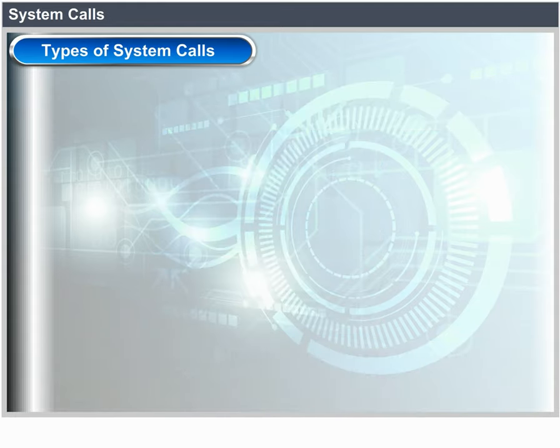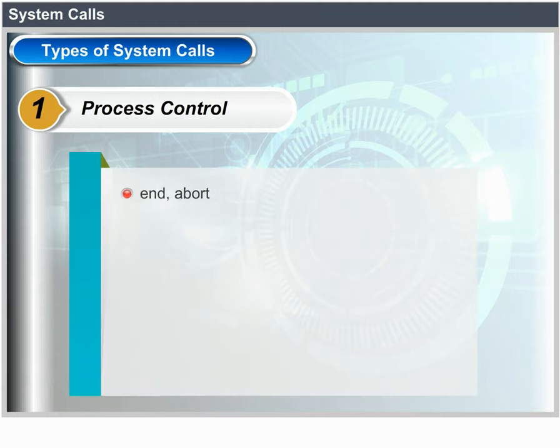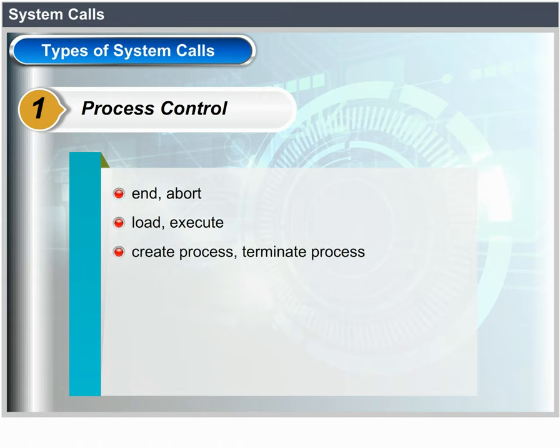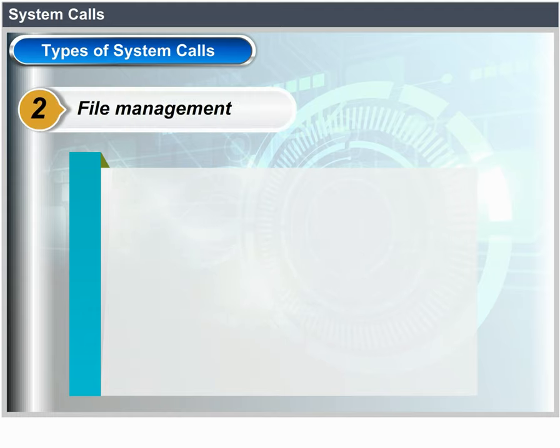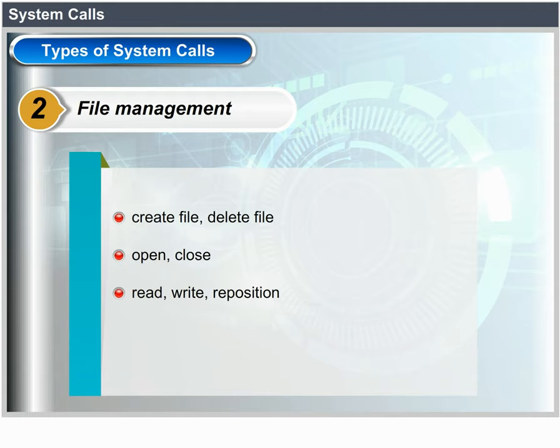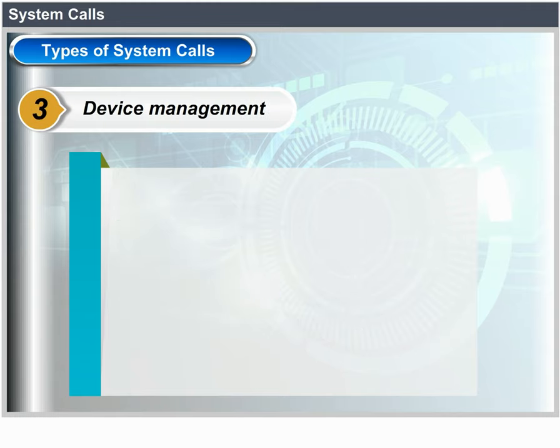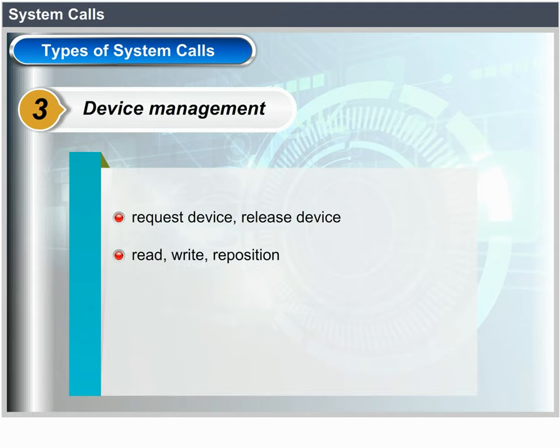Process control: end, abort, load, execute, create process, terminate process, get process attributes, set process attributes, wait for time, wait event, signal event, allocate and free memory. File management: create file, delete file, open, close, read, write, reposition, get file attributes, set file attributes. Device management: request device, release device, read, write, reposition, get device attributes, set device attributes, logically attach or detach devices.